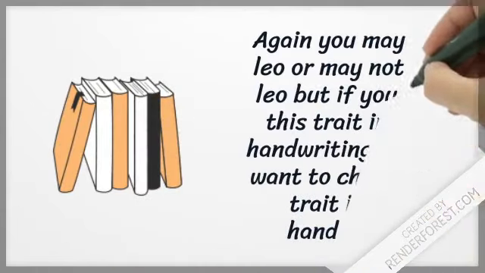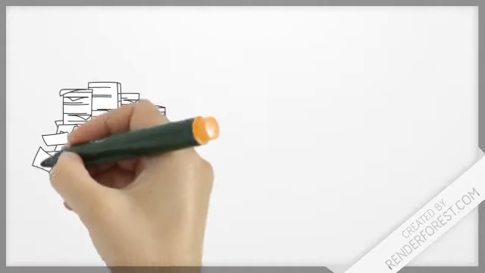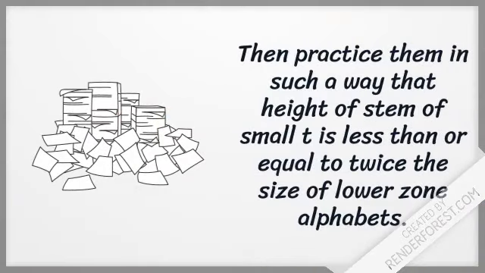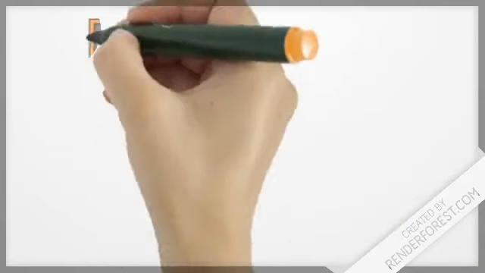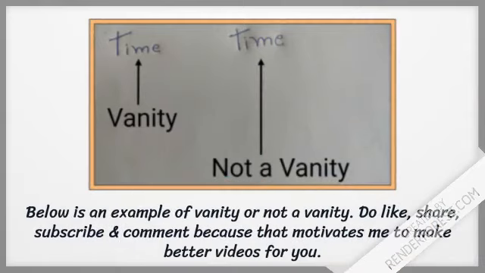Again, you may be a Leo or may not be a Leo, but if you have this trait in your handwriting and you want to change it, then practice in such a way that the height of the stem of small t is less than or equal to twice the size of lower zone alphabets. Below is an example of vanity or not vanity.